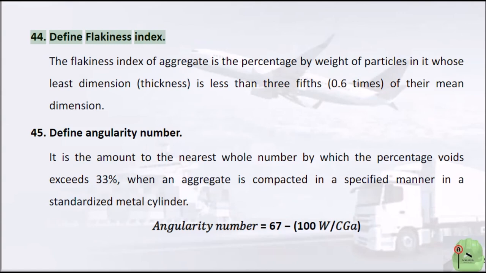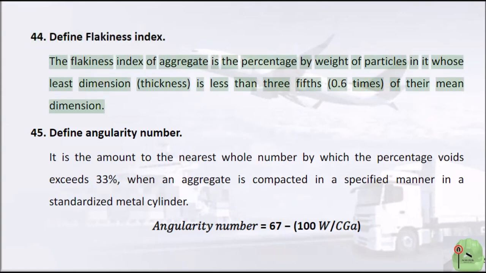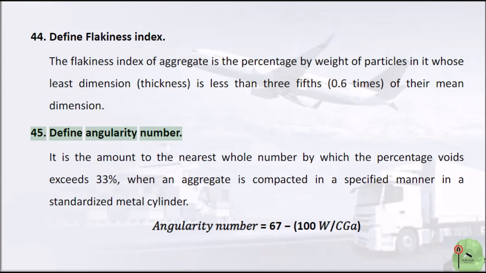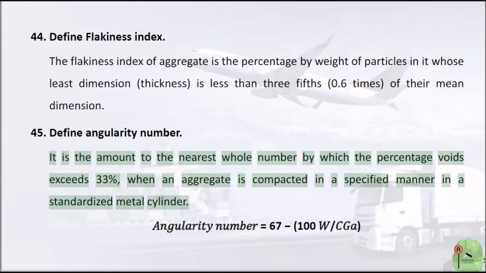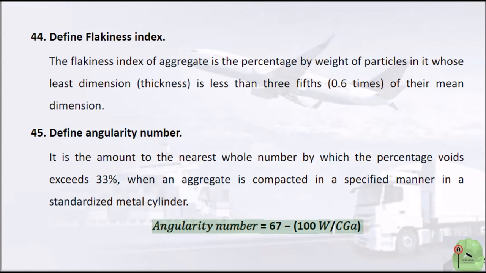Define flakiness index. The flakiness index of aggregate is the percentage by weight of particles in it whose least dimension, thickness, is less than 3/5, 0.6 times, of their mean dimension. Define angularity number. It is the amount to the nearest whole number by which the percentage voids exceeds 33%, when an aggregate is compacted in a specified manner in a standardized metal cylinder. Equals 67 minus 100 W/(C G).